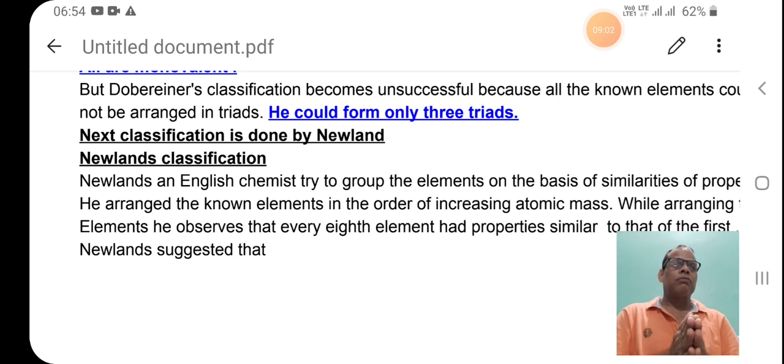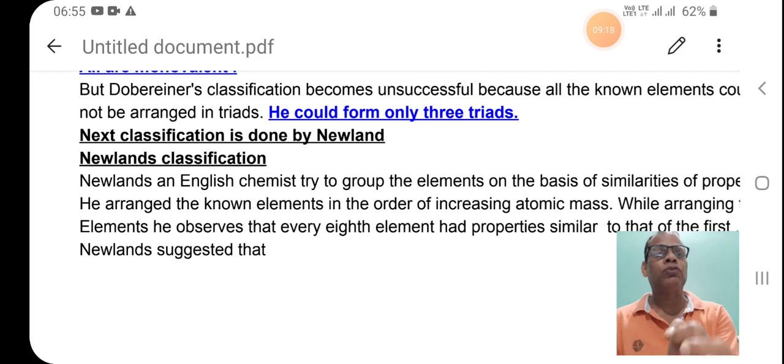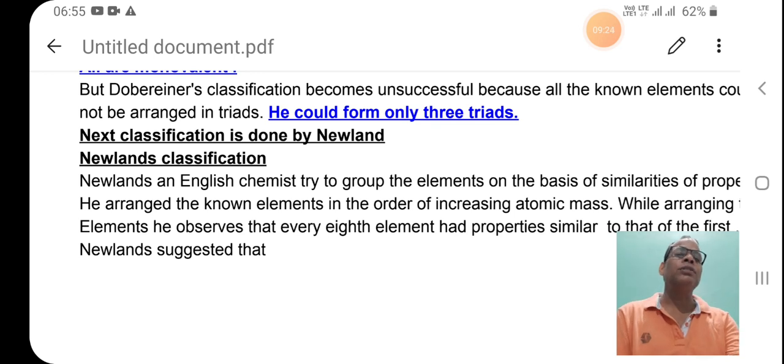But Dobereiner could not fit all the known elements. All the elements which were known at that time could not fit into the triads. So his classification became unsuccessful.